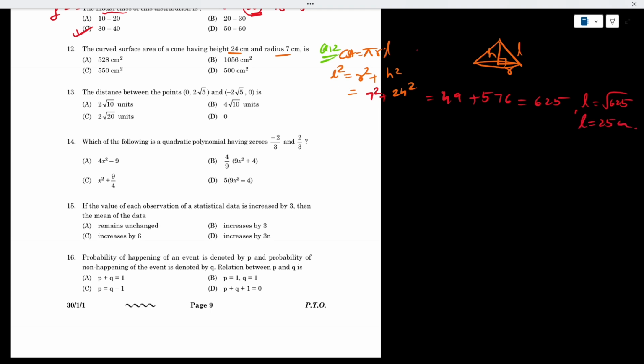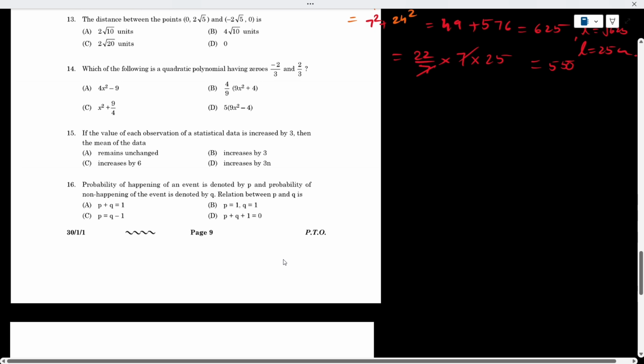Now you already have π. The π value is 22 by 7. Then you can substitute r as 7, times 25. And 25 twos are 50, so 550. So the answer is going to be 550 square centimeter.